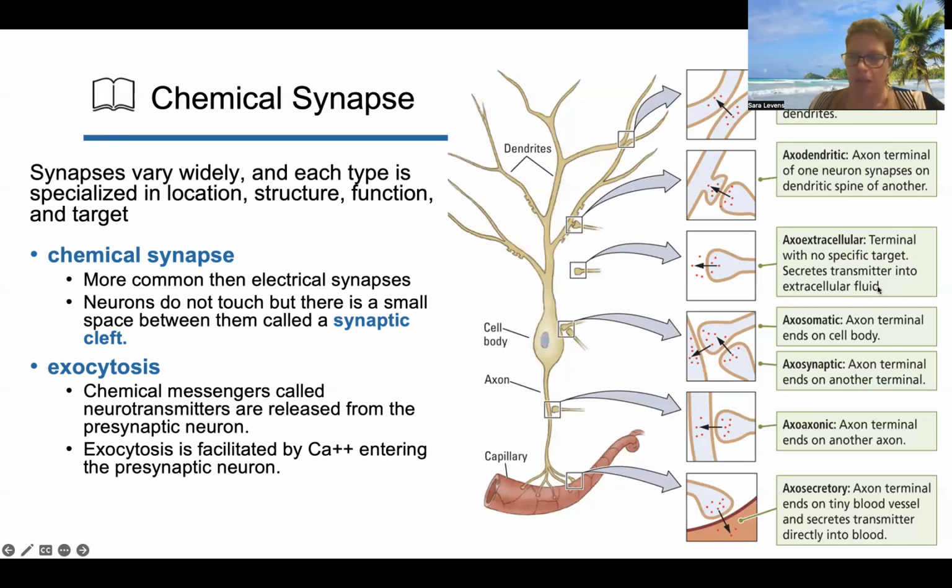Then we have the axosomatic, which we talked about. This is where the axon connects with the soma, the cell body right here, as you can see. And then we've got the axoaxonic, where the axon terminal ends on another terminal, just as you can see here, and then that other neuron, like in this case, could be these two connecting.